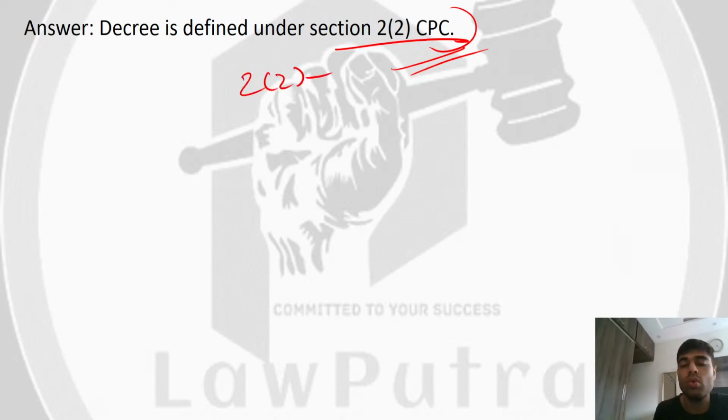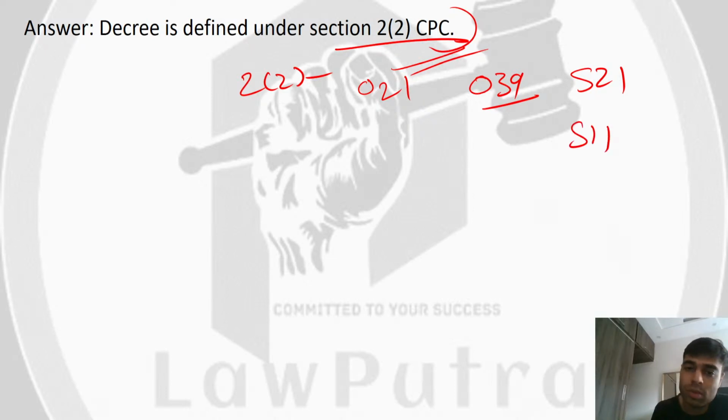Section 2 subsection 2, right? Then what is order 21? What is order 39? Right? Objections are given in section 21. Res judicata is in section 11. So these are some of the few sections whose section numbers you should just remember.